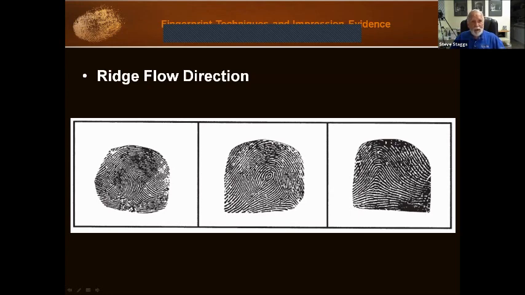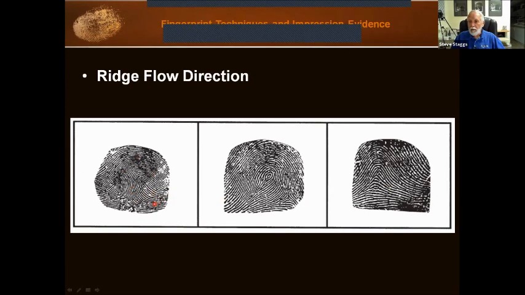So left slope loops can't be identical with right slope loops, or with any whorls, or with any arches. Whorls cannot be identified with loops or arches. They would all be different in their ridge flow direction. Notice how the ridge flow differs in different pattern types. So we're looking at these. Here we have a right flowing loop. Here we have a whorl, and here we have an arch. So we can see right now that these are all dissimilar because their ridge flow patterns are different, the ridge flow directions.